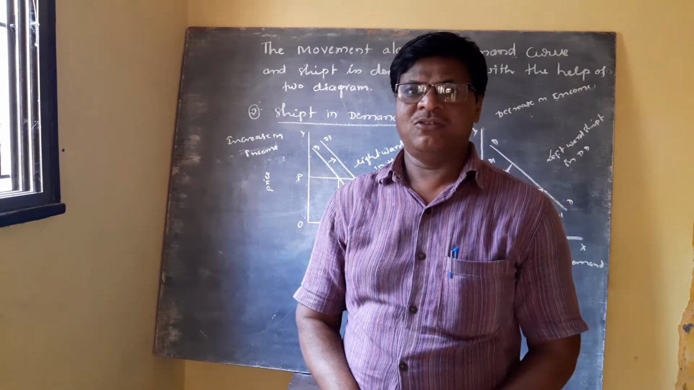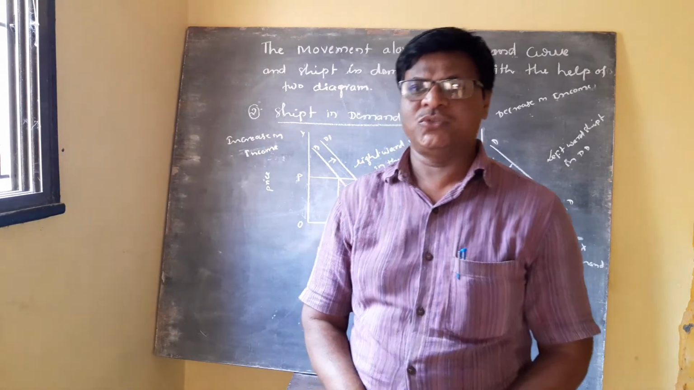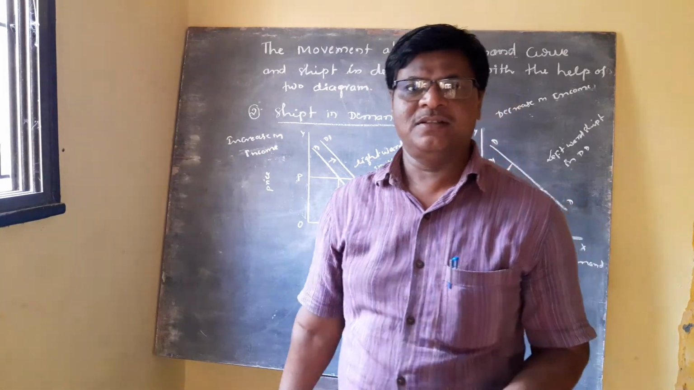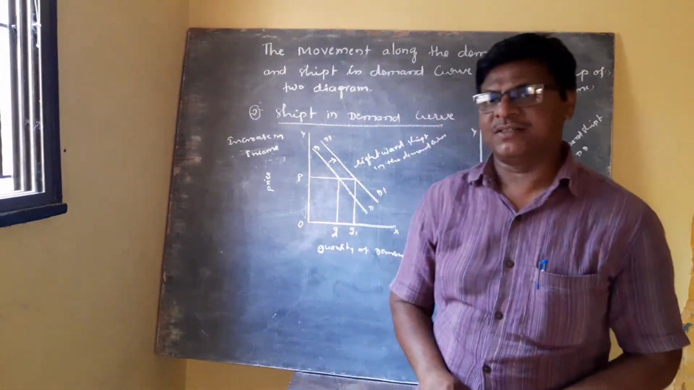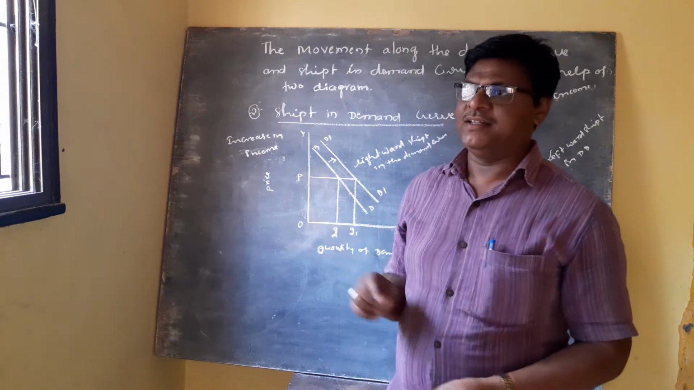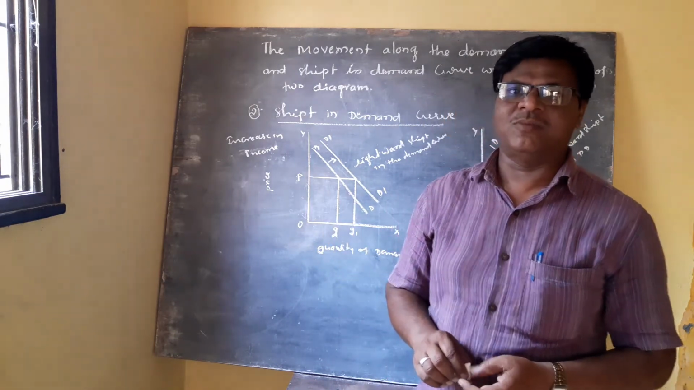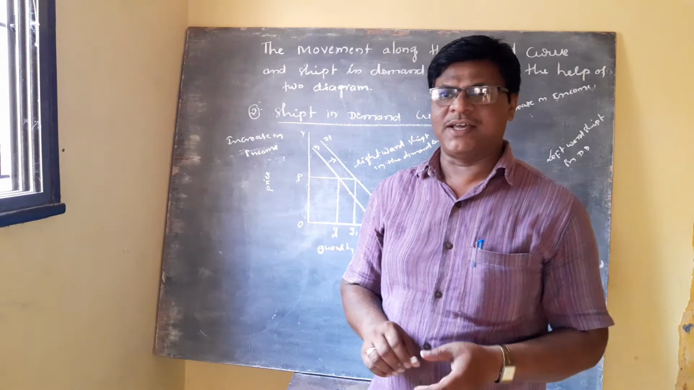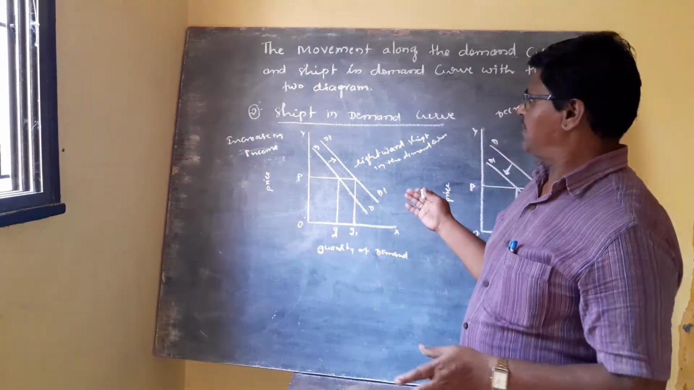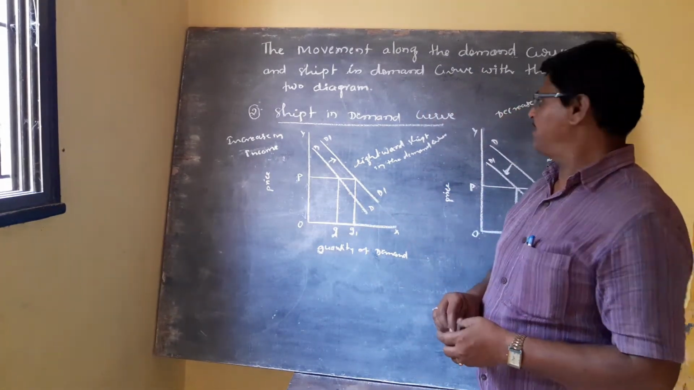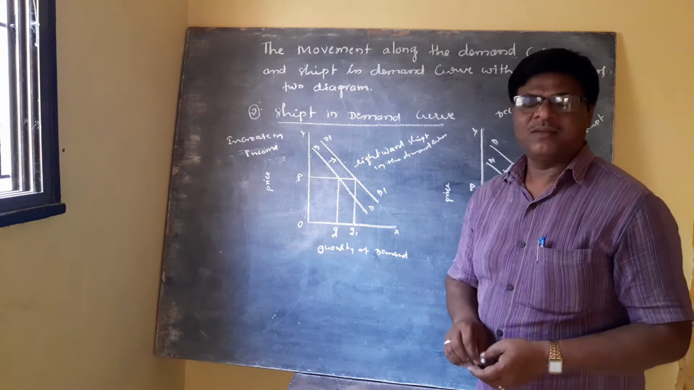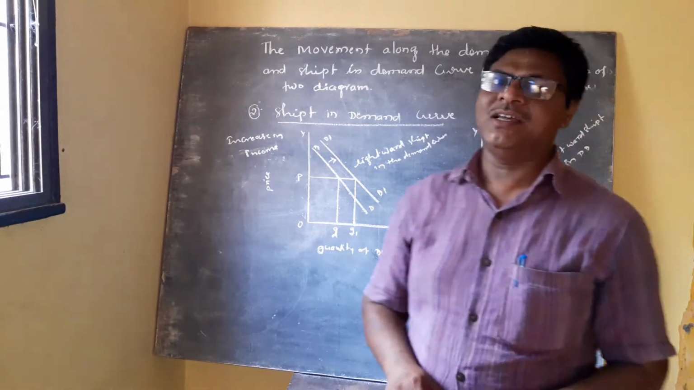Already we have studied chapter number 2, that is theory of consumer behavior. In theory of consumer behavior, we have already studied the demand curve and the movement of the demand curve along with the diagram. And now today we have to study the shift in demand curves. The demand curve depends upon the price.